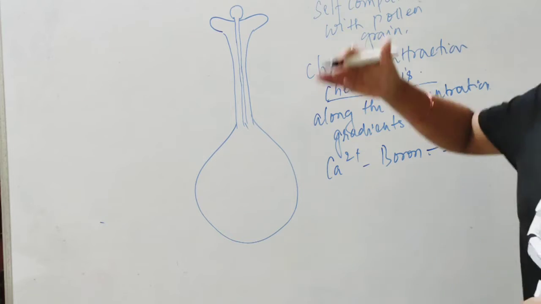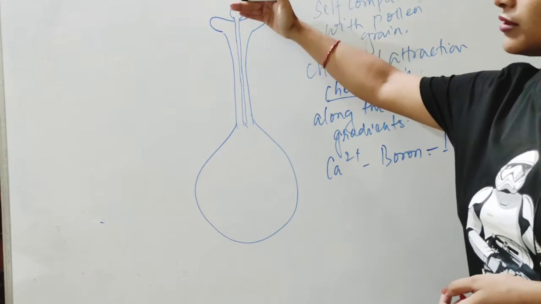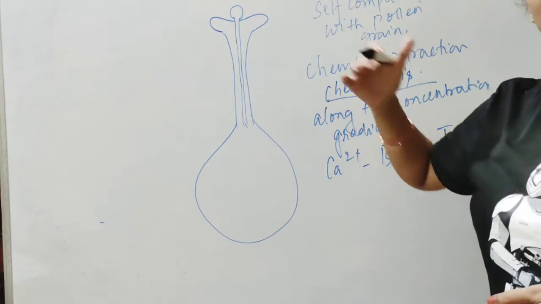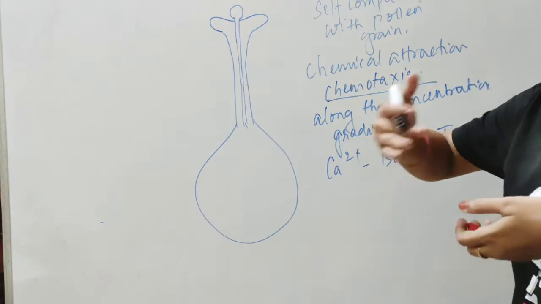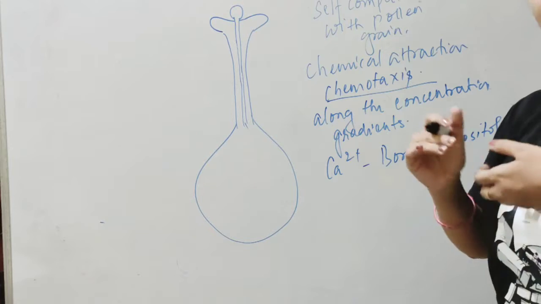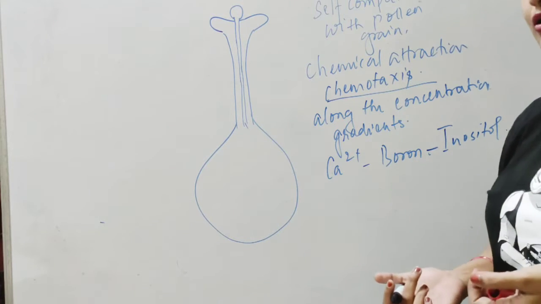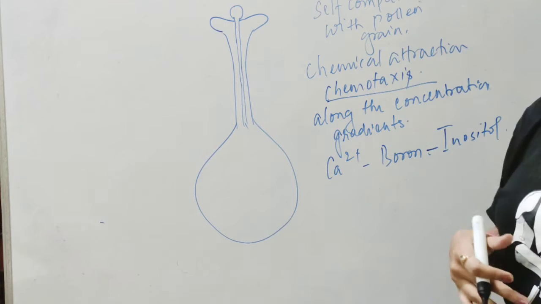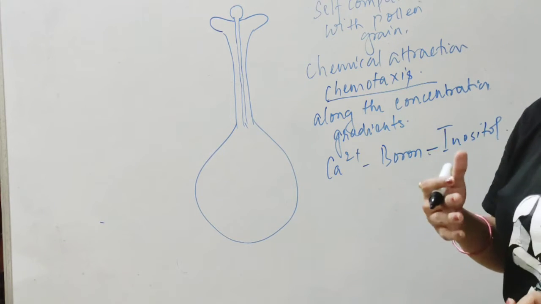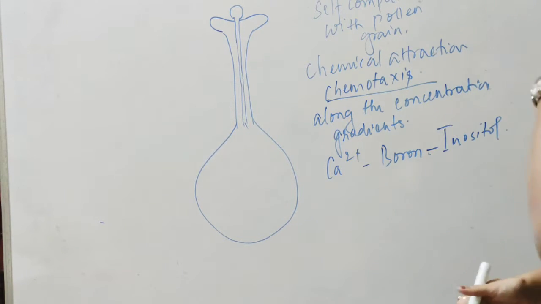Concentration gradient means from a higher concentration to a lower concentration, along which a gradient is maintained, either from higher to lower or from lower to higher. If we say against the concentration gradient, it means from lower to higher. If we say along the concentration gradient, it is generally assumed to be from higher to lower concentration.